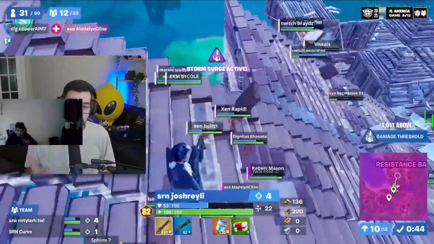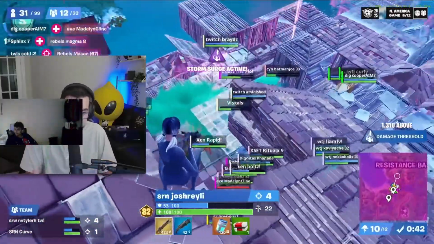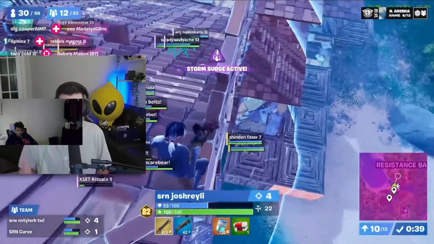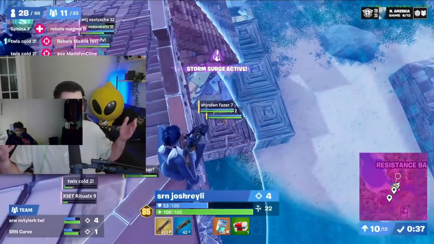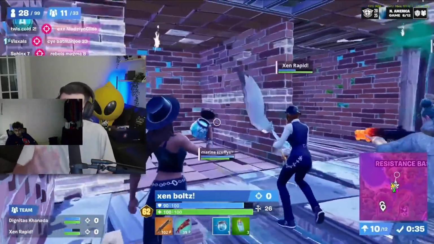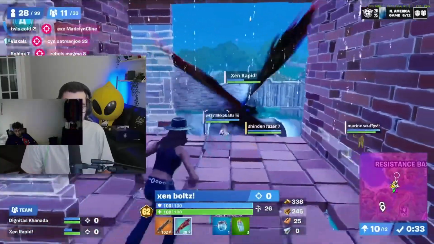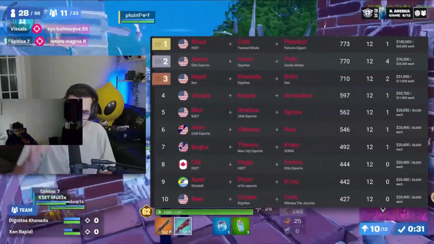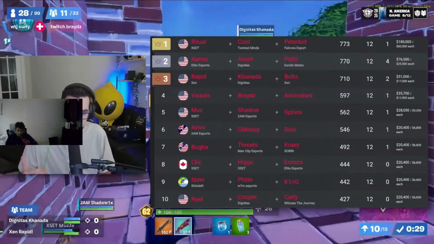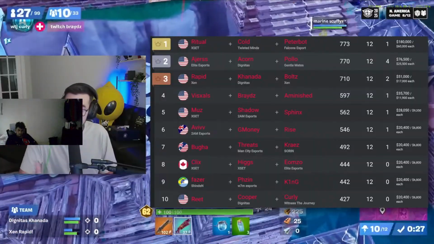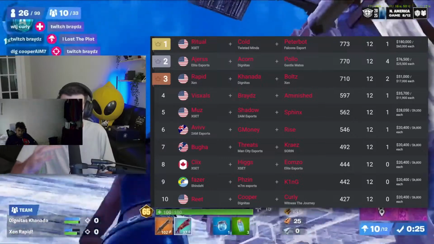They almost won FNCS. They were almost the first team to win an FNCS that didn't have Peterbot or Poyo on the team since Chapter 5 Season 2. But they clutched up the land position and the 3rd place, and then, as you can see, quite a significant drop down to Visuals, Braids, and Aminish. Still played really well. 4th place. They're already in land as well, so they didn't take a land spot.